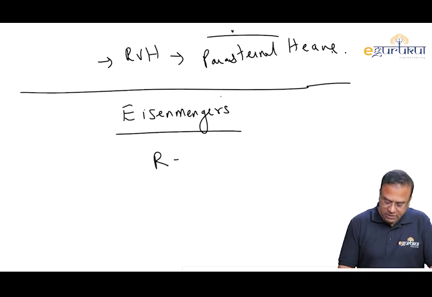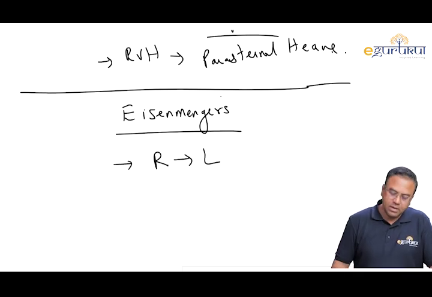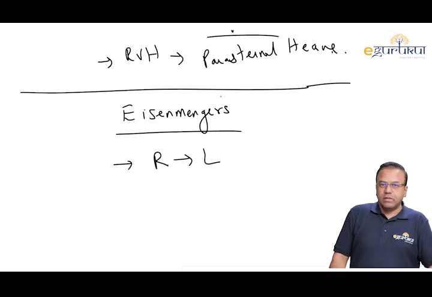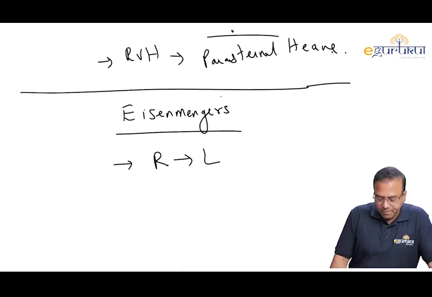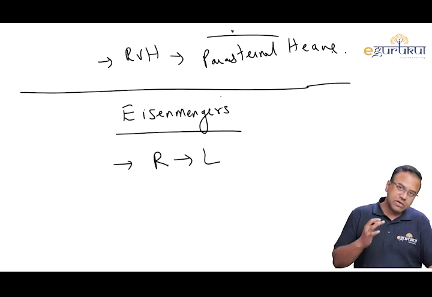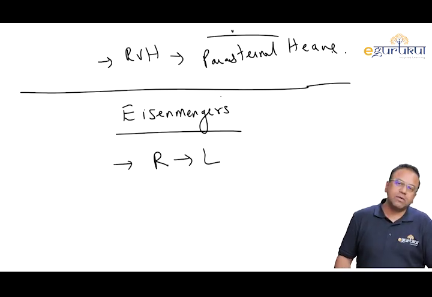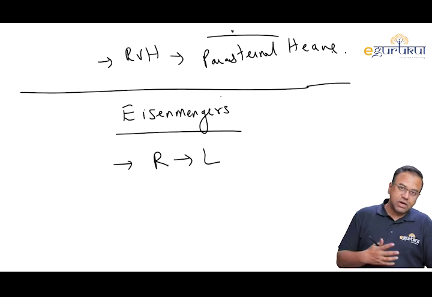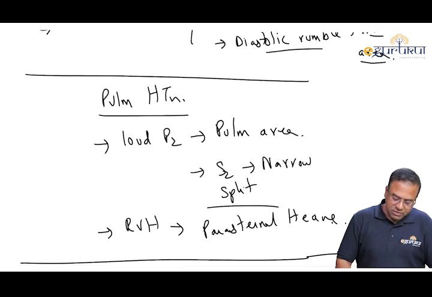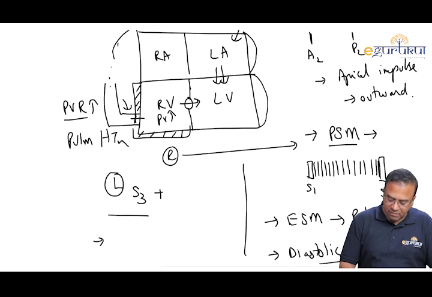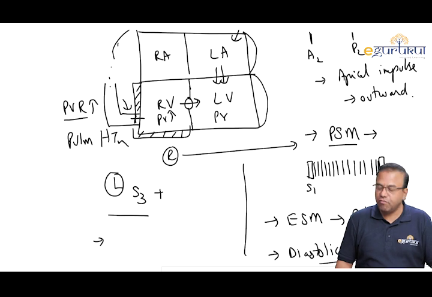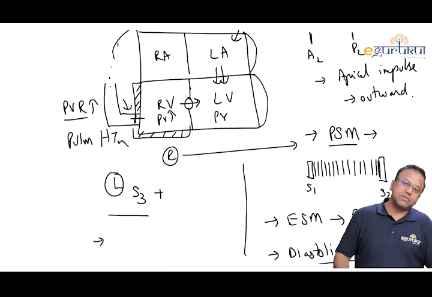So Eisenmenger's is basically a reversal of shunt occurring in the VSD. The blood is now moving from right to left. The most important question that they ask in Eisenmenger's is, okay, what happens to the murmur across the movement of blood across the VSD? Remember the initial VSDs, we talked about the pansystolic murmur. There's a left to right shunt that was occurring. But now when the reversal is occurring, one should understand that the RV pressures must be slightly higher than the LV pressure. LV also has high pressure, don't forget that, because it deals with systemic resistance.